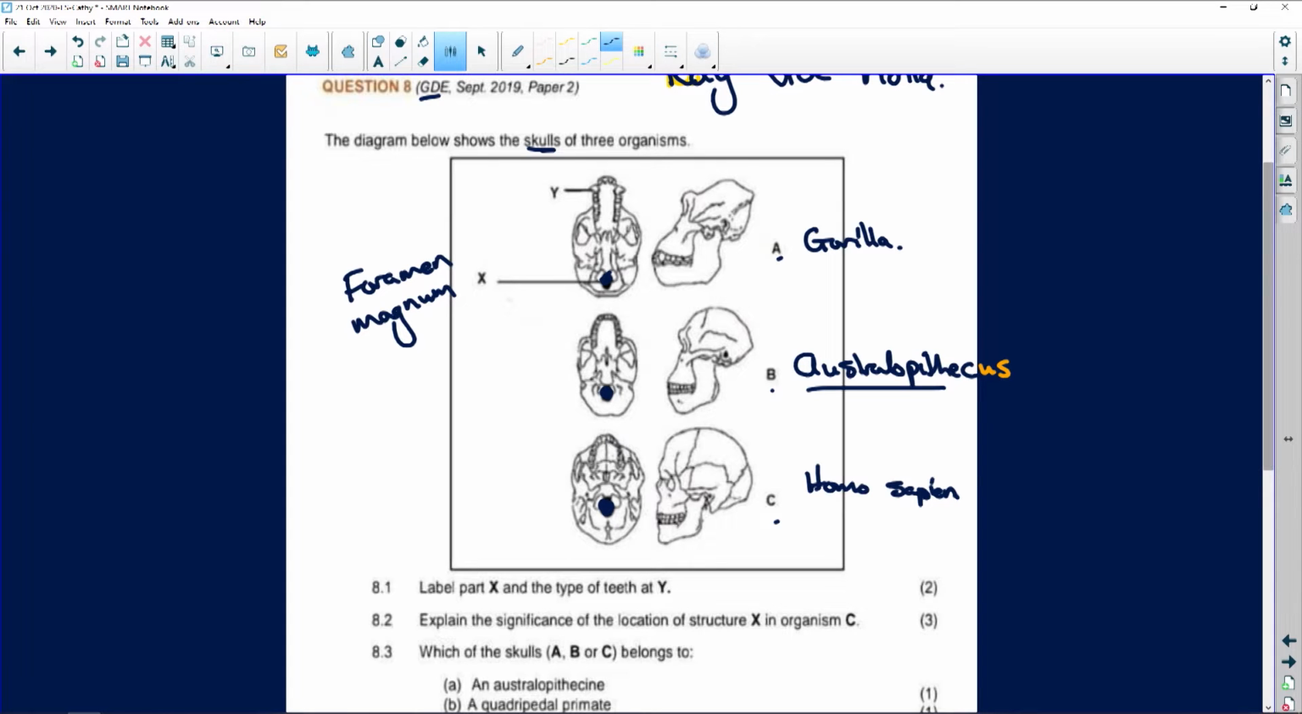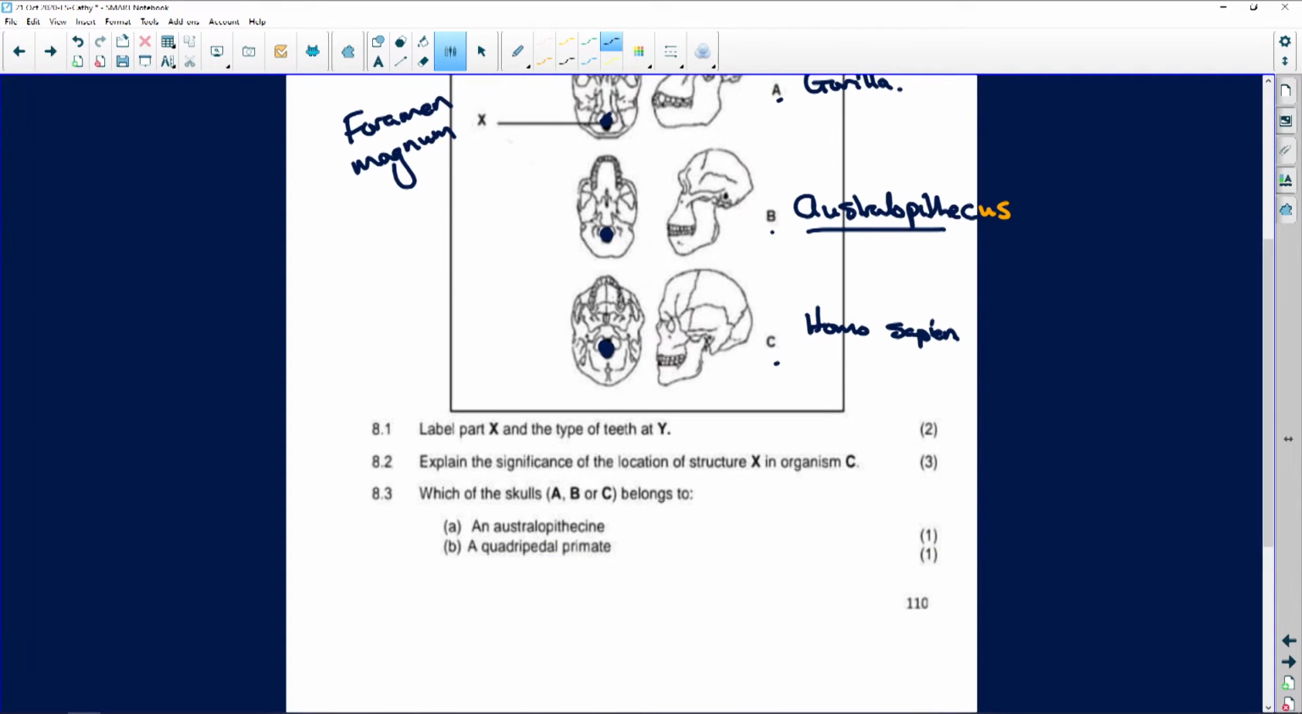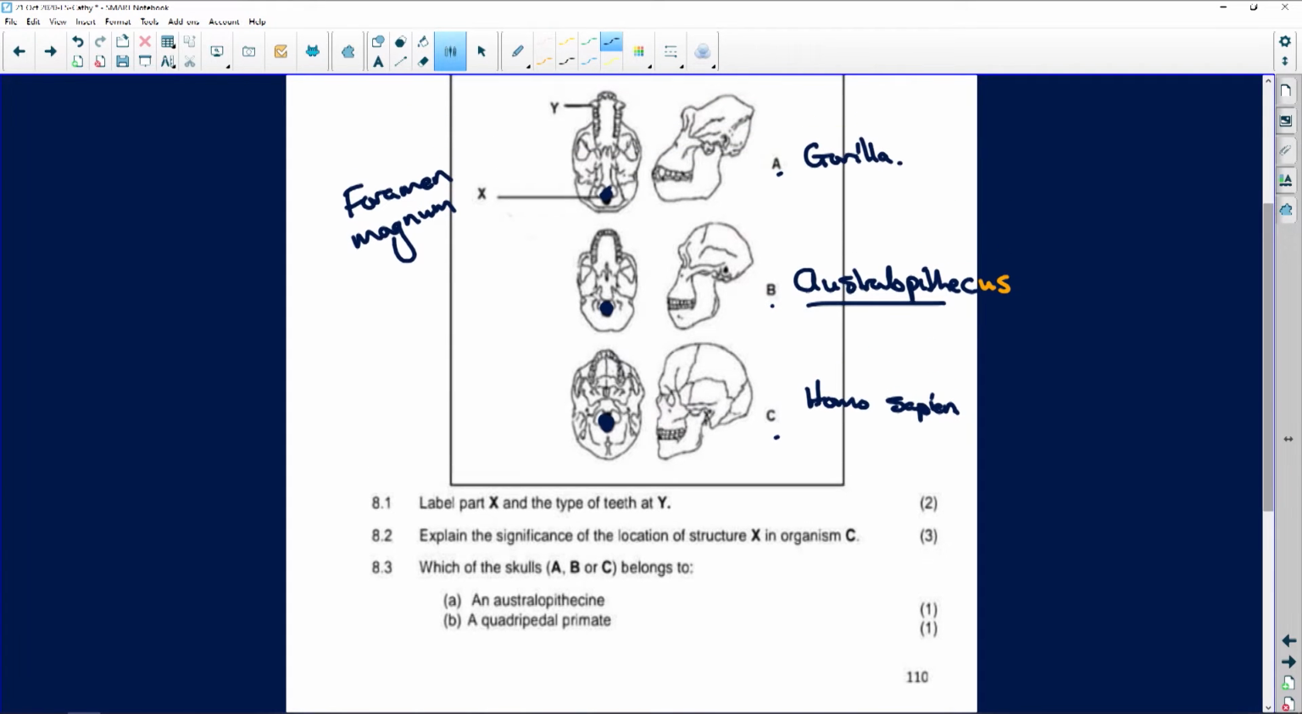Okay, so let's look at our questions. Label X and the type of teeth at Y. So let's see, X is the foramen magnum, and the type of teeth at Y are the canines. Now, you must also remember, the less ripping that these organisms had to do, the more reduced the teeth got. And the more cooking of food, the softer the food was to eat. So you didn't have to rip them and have these huge, big teeth.